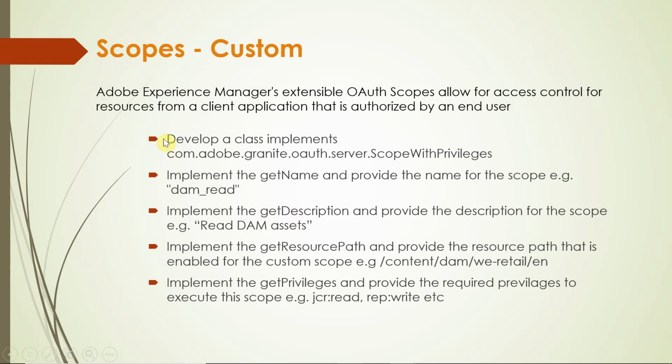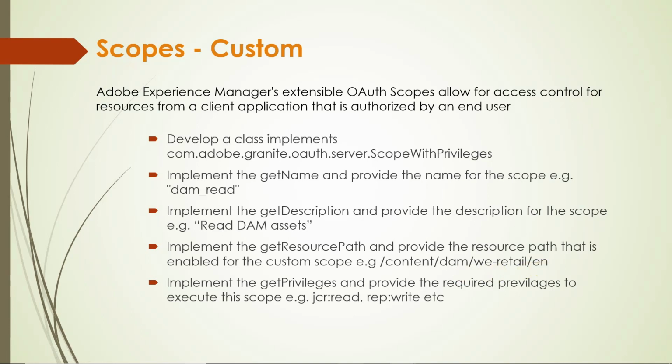So the next important thing is this method, get resource path. Here we need to provide the parent resource path through which we are going to provide access with this scope. For example, let's say I want to give the OAuth client access to this particular folder, content dam Viritalian, so he will be able to access this.